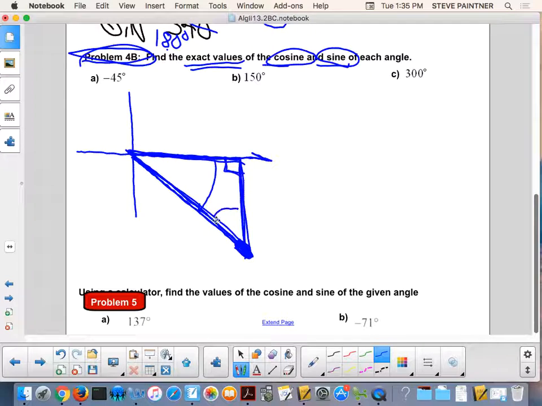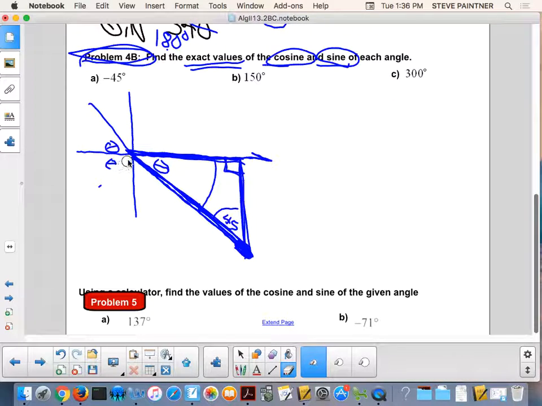Question. What's this angle right here? 45. What's this one? 45. Where's theta hang out? Remember? Theta hangs out between the x-axis and the terminal side. The x-axis would be here, and the terminal side would be here. So right here, this is theta. That's always theta, between the x-axis and the terminal side. So if the triangle's this way, now theta's here. If the triangle's this way, now theta's here. Does that make sense?